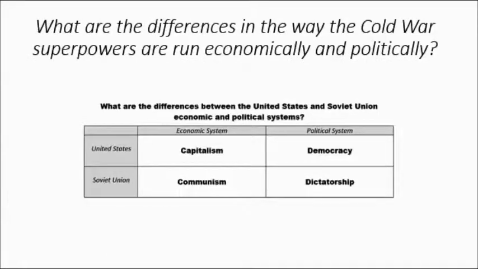Another one I've used, this is from my last unit. We talked about what are the differences in the way Cold War superpowers were run economically and politically. What I like about this strategy is that you can also use it to present information. So this might be something that I've given students just as a way to help them organize the information. So you have the United States' economic system, which is capitalism, the United States' political system, which is democracy, the Soviet Union's economic system, which was communism, and the Soviet Union's political system, which was a dictatorship. And again, you can see that for this content, I did not have the students summarize at the bottom or on the side, which is perfectly fine. You can leave that out whenever you want.